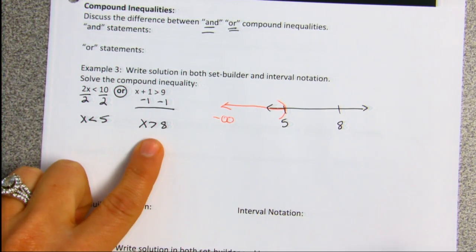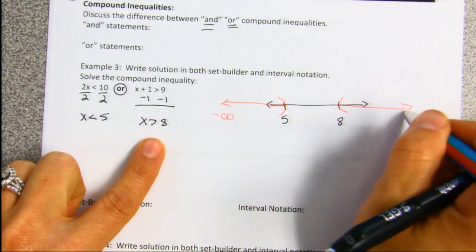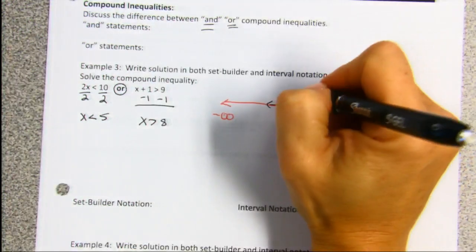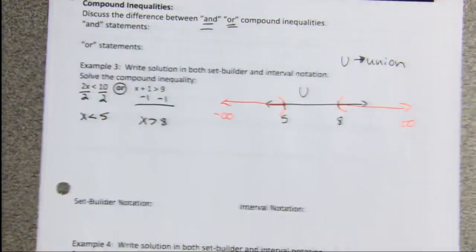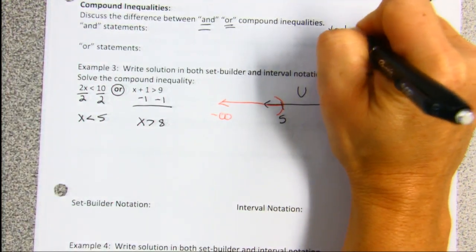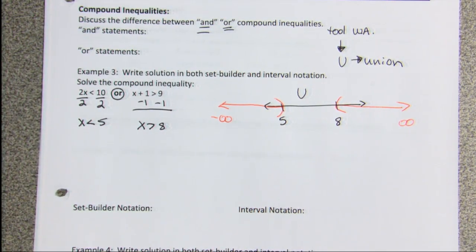And if x is greater than 8, soft bracket because we're not including it, and that's going anywhere to the right to positive infinity. So since arrows point in opposite directions, this is called a union. And that's not the letter U on your keyboard. There is a tool in WebAssign. Use that tool, because I'm pretty sure if you type a U, it's going to say there's a syntax error or something, because it's not going to know how to read that. So that's just called a union.